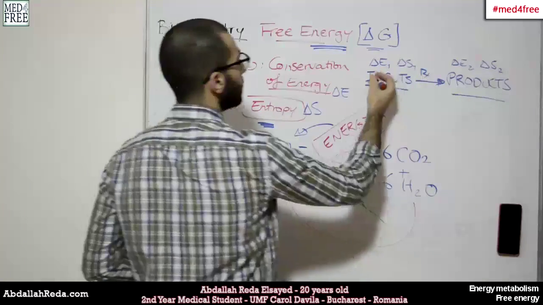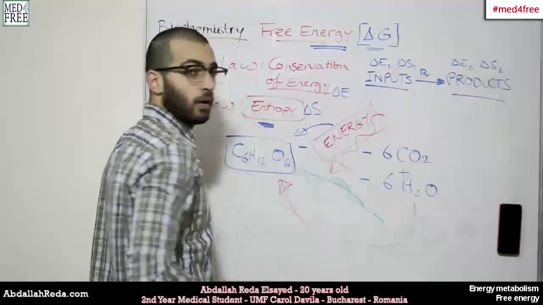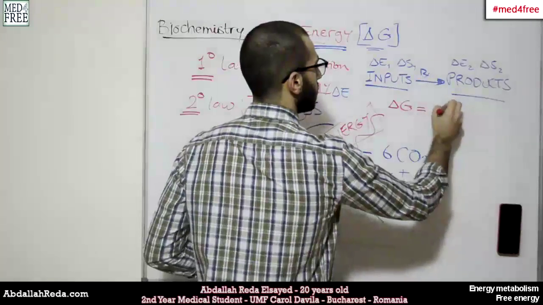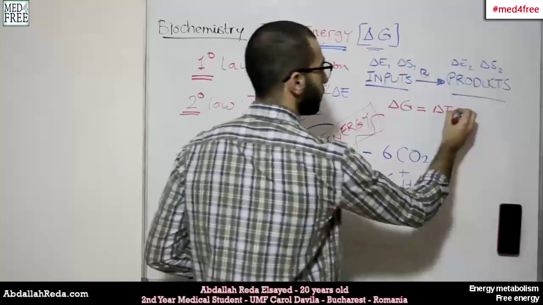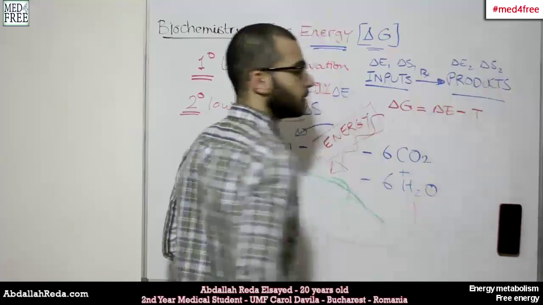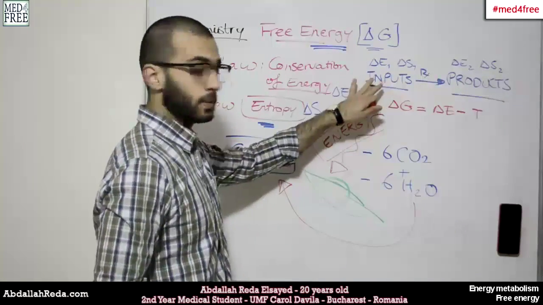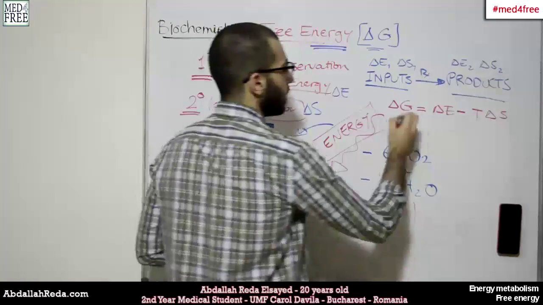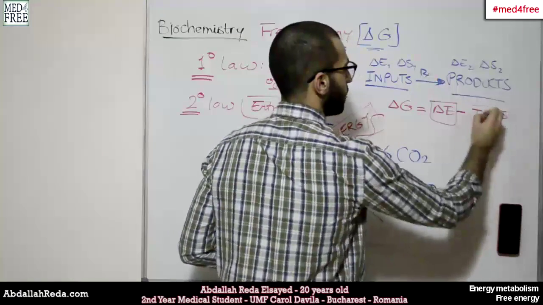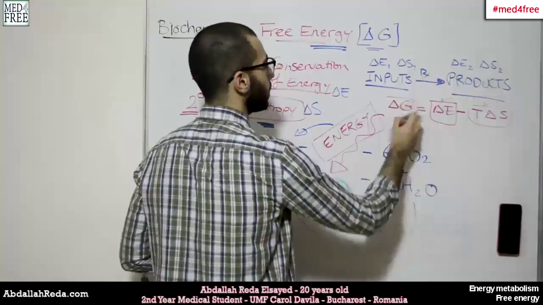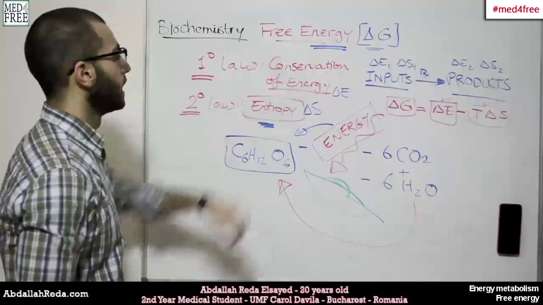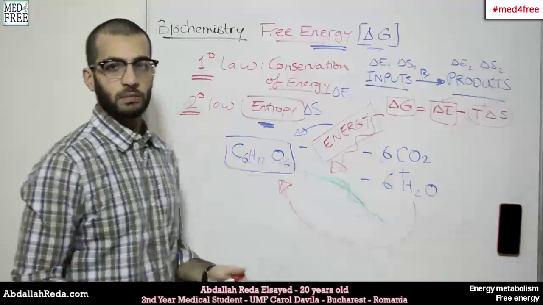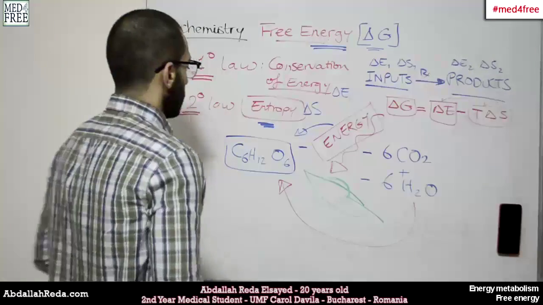And the free energy of each of these sides equals the total internal energy minus the temperature in which the reaction happened, in Kelvin, multiplied by the entropy. When we subtract that value from that value, we will obtain the delta G, which is the free energy. Now, what do we need that free energy for? What does it mean?